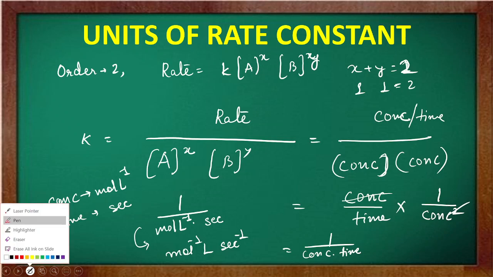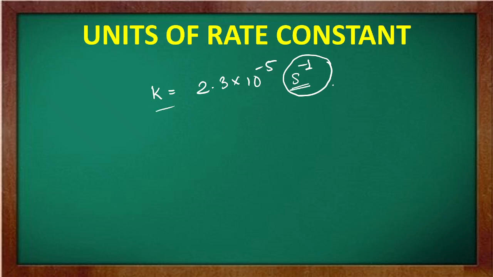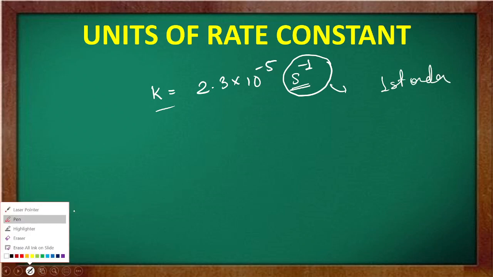So now from here questions can be formulated. Suppose you are given a question like, you have to tell what is the order of the reaction if your k is given as 2.3 into 10 to the power minus 5 second inverse. So by looking at the unit, you have to tell the order of the reaction. Here your rate constant has the unit which is only time inverse. This is only possible when it is a first order reaction. So here the order of the reaction is first order. Similarly, you have to calculate all of these.